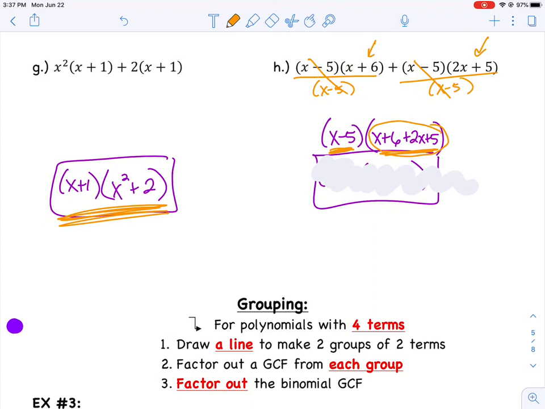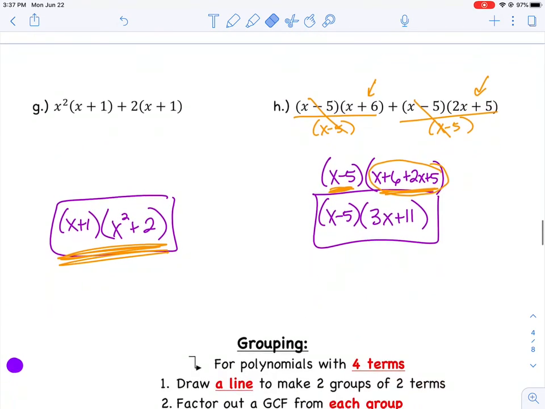Now I can make that second parenthesis look a little bit nicer by combining some like terms. You notice the x and the 2x can really be combined and say 3x. The 6 and the 5 can really be combined into an 11. So my factored version of my original problem is the x minus 5, my GCF, and then my leftovers, the 3x plus 11. That's the factored version of the one up above.